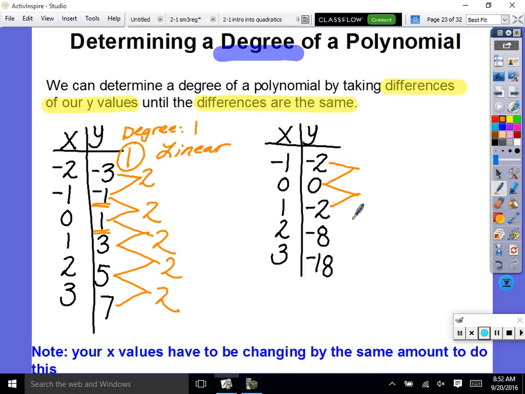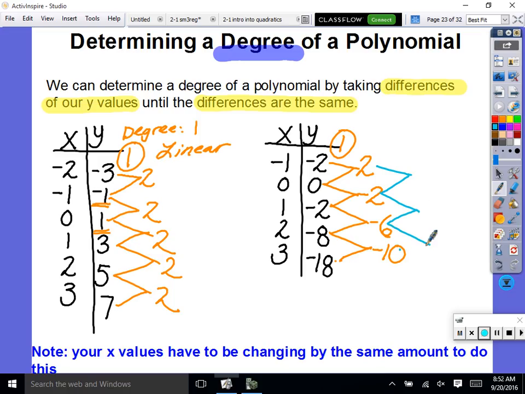So we're going to take differences of the y values. I'm going to draw in my little things, being very careful not to miss any. You have to start with the y value that comes before the y value above it. 0 minus -2, 2. -2 minus 0, -2. -8 minus -2, -6. If you need to type it into your calculator, do it. -18 minus -8, -10. Were they the same when we took differences the first time? No. So we're going to take differences again with these new values.